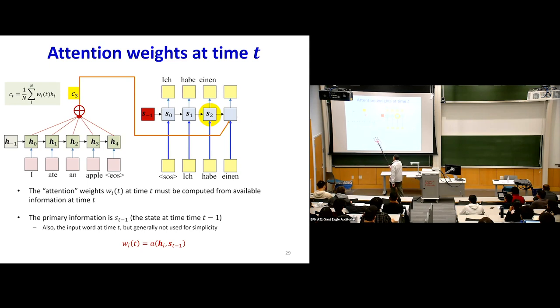So if I want to compute the weight for, say, H2 over here, the weight itself is going to be some function of H2 and S2. If I want to compute the weight for H0, that's going to be a function of H0 and S2, and so on, right? But then I have this additional requirement that you just mentioned. I want the weights to be positive and sum to one. How do I impose that constraint?